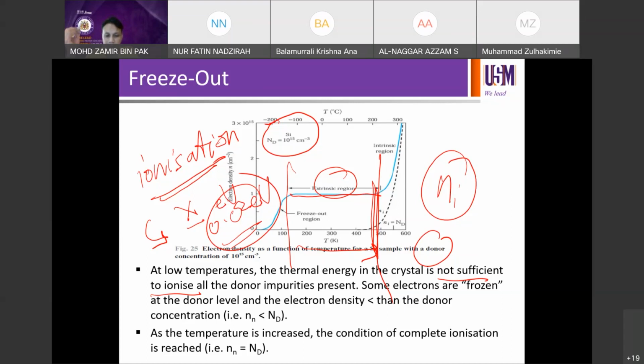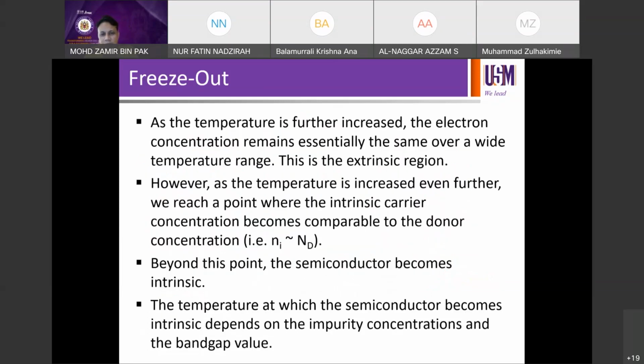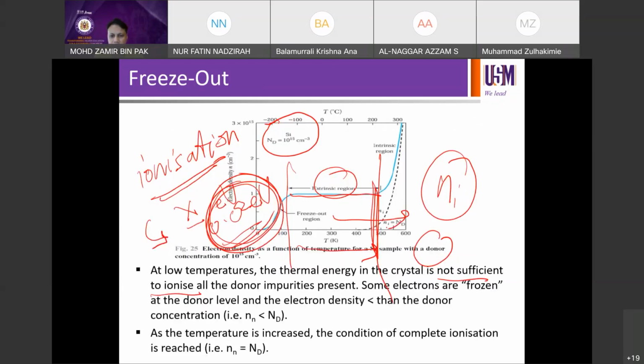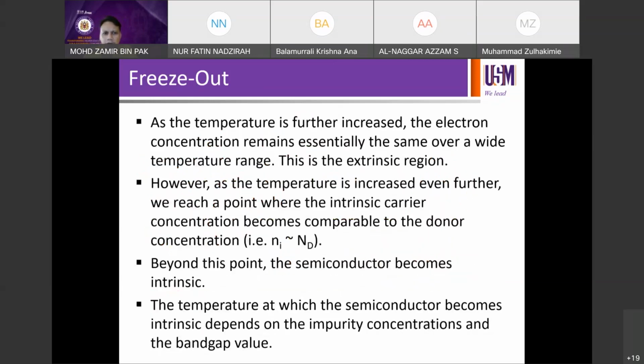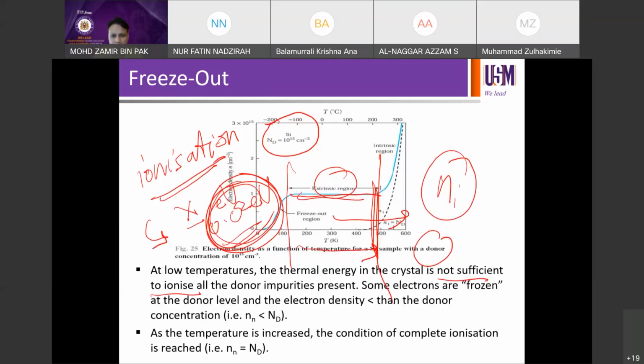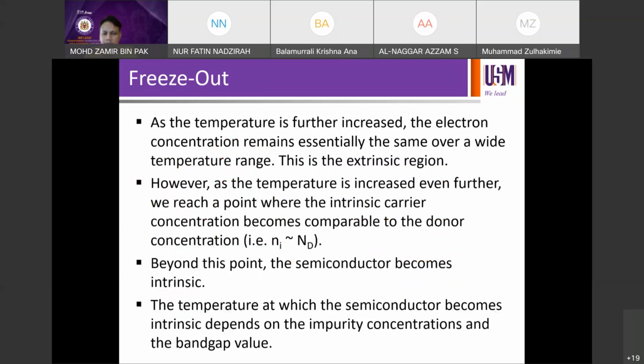As the temperature increases, the condition of complete ionization is reached. So you've got this thermal energy at least in order to electrically ionize the dopants, and they now demonstrate extrinsic semiconductor properties. That means they are there and they are active in the lattice, right? As the temperature is further increased, so we're now going further to the right, the electron concentration remains essentially the same over a wide temperature range, which is this middle region. This is called the extrinsic region.